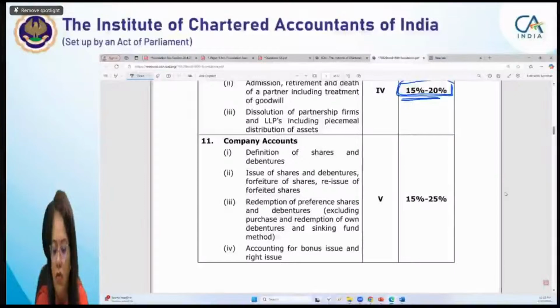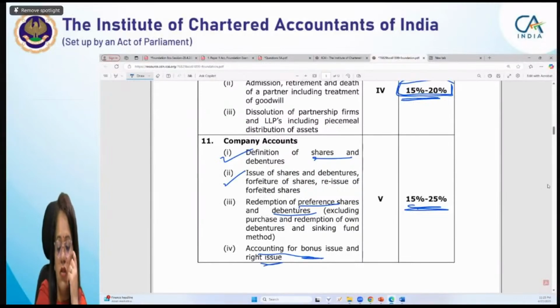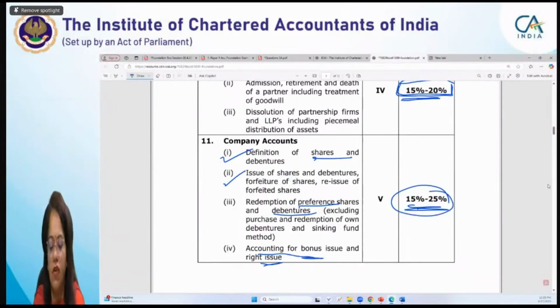Then we have company accounts, which cover 15 to 25 percentage of weightage, which has the definition of shares and debentures. You already know. Then how the debentures are issued, how they are forfeited, how they are reissued, what the calls are, how they are issued, application, allotment, call money, if we are receiving calls in advance, or if we are not receiving the money and receiving it at later stages. These concepts are all covered here. Then the redemption of preference shares and debentures. Then accounting for bonus issue and rights issue. This is all covered in 15 to 25% of the weightage.